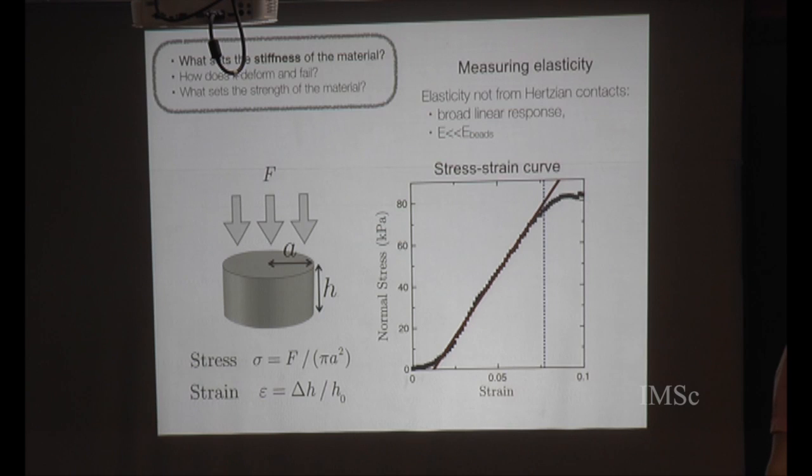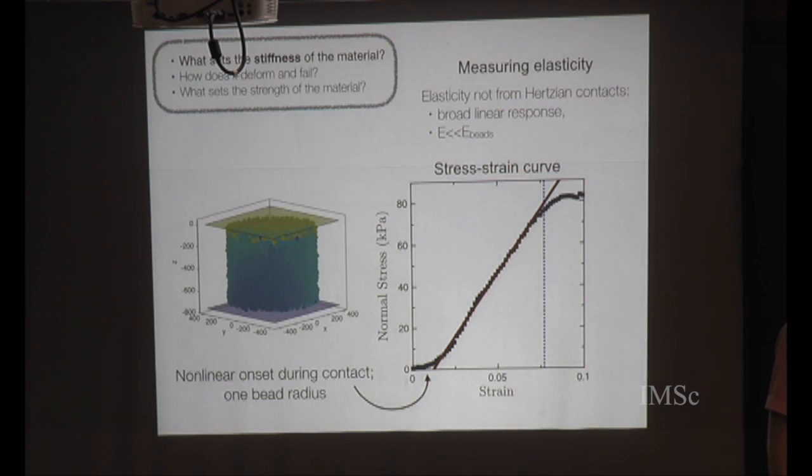Now, immediately what we find is there's no Hertzian contacts. There's a nice broad linear region here. And the elasticity is much softer than the beads. The beads are glass. They have a modulus of about 60 gigapascals.